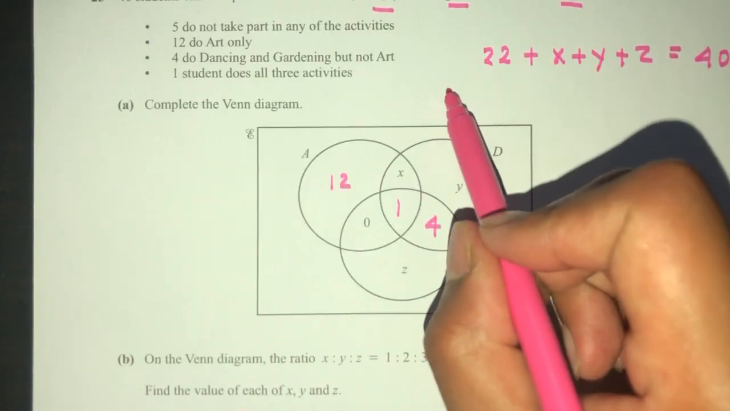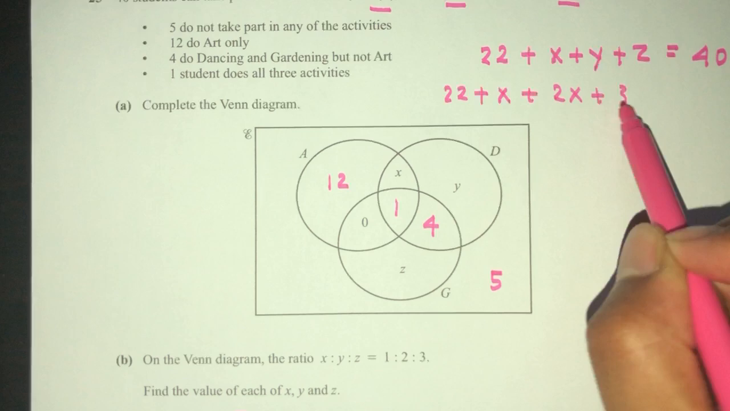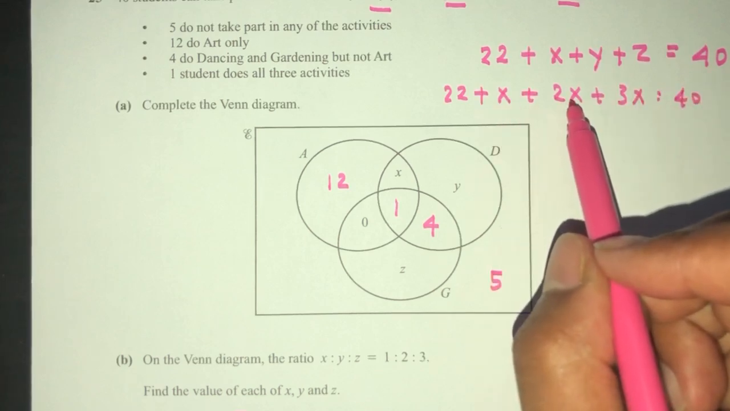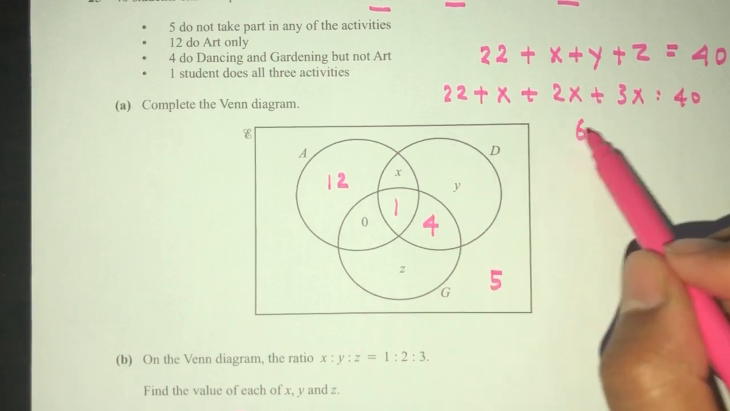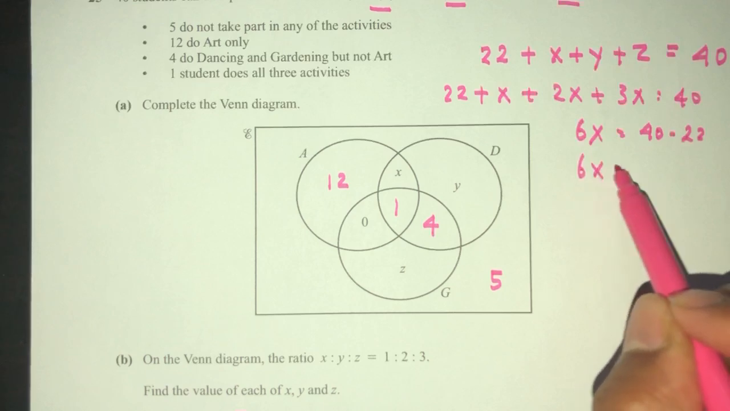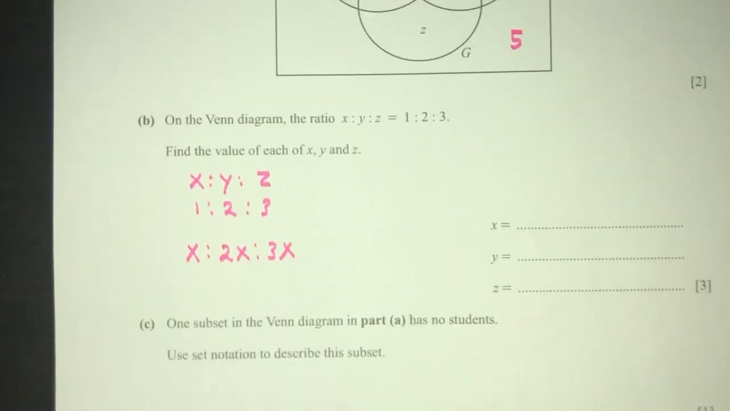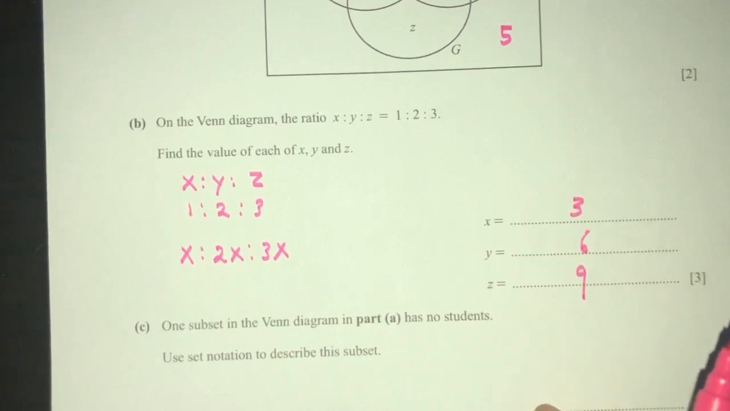Let's replace here. You have 22 plus x, y is 2x, z is 3x, equal to 40. x plus 2x will be 3x. 3x plus 3x, that will be 6x, is equal to 40 minus 22. So 6x will be 18, x will be the value of 3. So finally, x will be 3, y will be 2x, and z will be 3x. So there you go. These are the values of x, y, z.